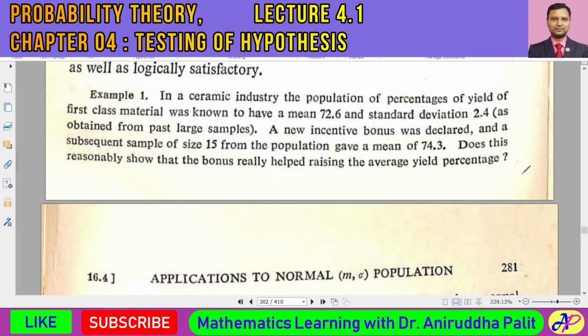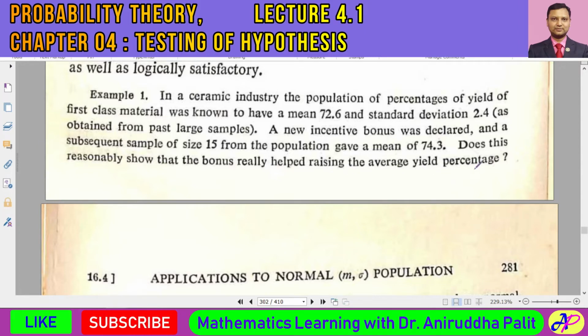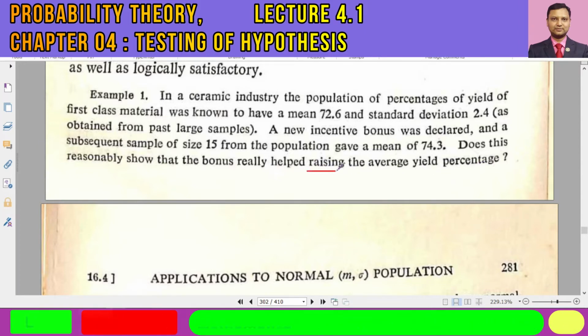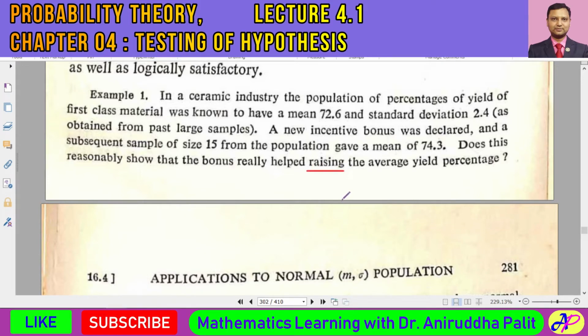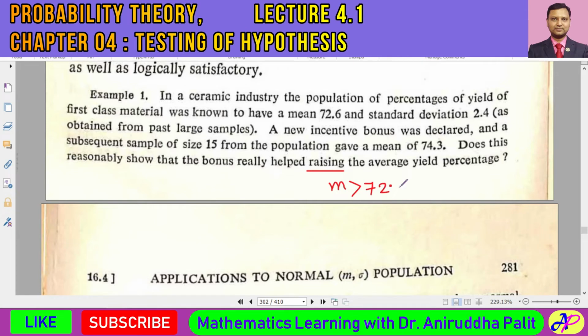What is the question now? It is a very important part in the construction of the alternative hypothesis H1. Okay, this much information is provided. Now, the question is: does this reasonably show that the bonus really helped raise the average yield percentage? This is an important part. It is raising. It is not asking about the downfall of the average yield percentage. The question is whether the mean m is greater than the previous mean value 72.6.